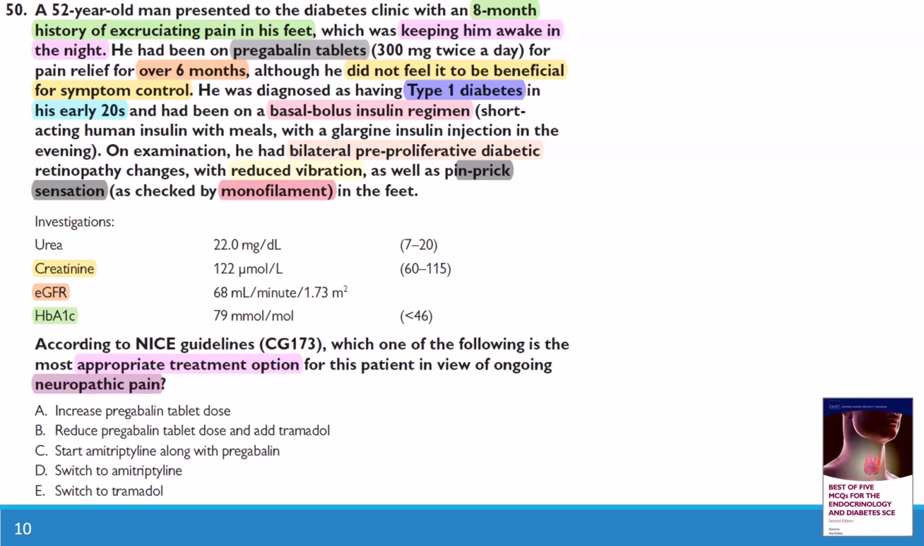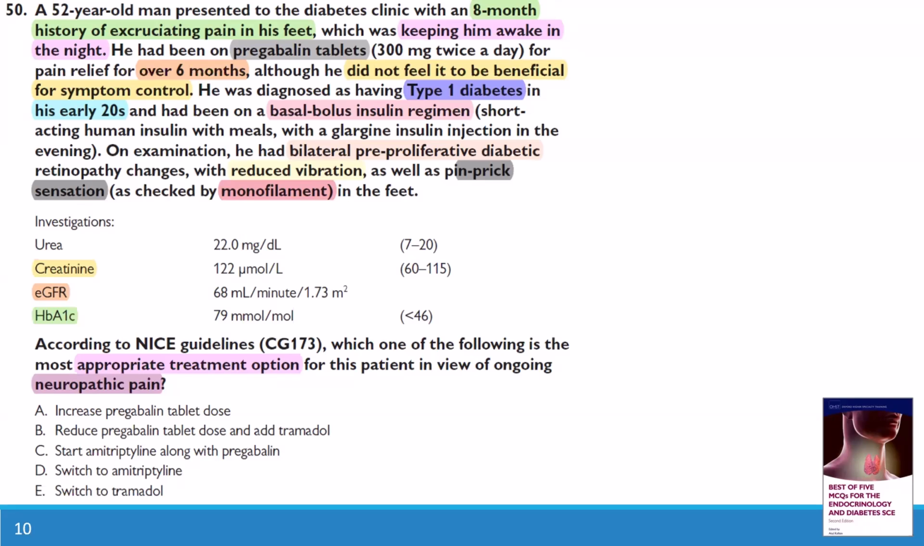Urea and creatinine are mildly elevated. Estimated GFR is mildly reduced. Hemoglobin A1c is mildly elevated. And the question asks regarding a NICE guideline: what is the appropriate treatment option for the patient in view of ongoing neuropathic pain?